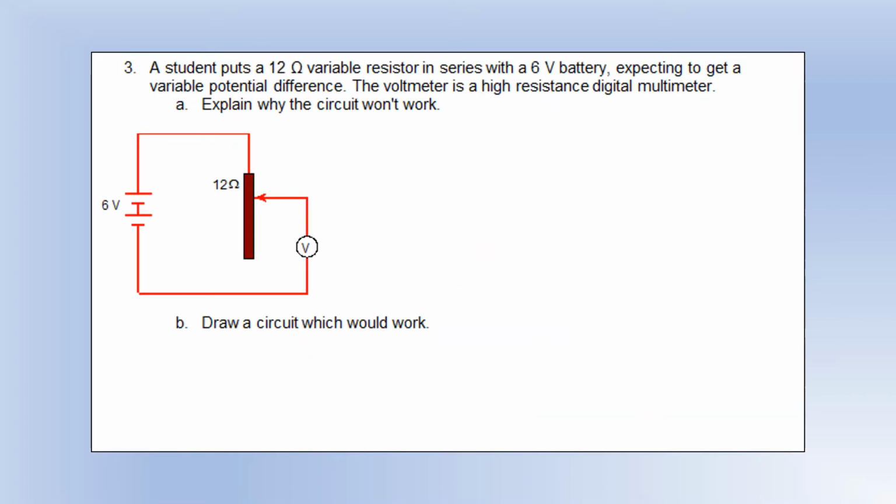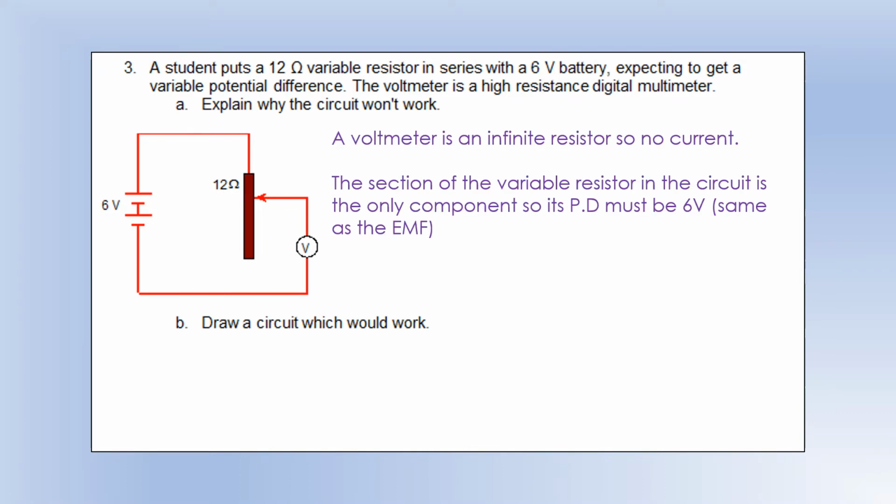So a student puts a 12 ohm variable resistor in series with a 6 volt battery, expecting to get a variable potential difference. The voltmeter is a high resistance digital multimeter. Explain why the circuit won't work. There are 2 reasons why this will not function as a variable resistor. The first one being we've got a voltmeter in series, and a voltmeter is an infinite resistor, so we're not going to get any current.